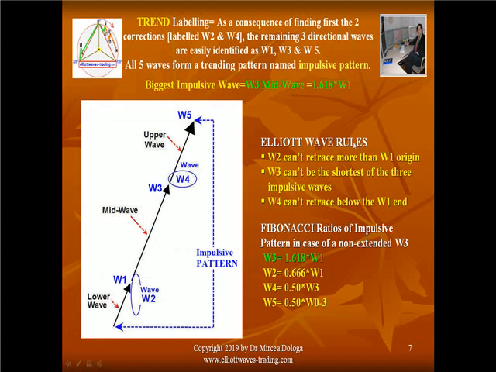The Elliott wave rules are: W2 cannot retrace more than the W1 origin. W3 cannot be the shortest of the 3 impulsive waves, and W4 can't retrace below the W1 termination. Fibonacci ratios of the impulsive pattern in case of a non-extended W3 are: W3 is equal to 1.618 W1, W2 is equal to 0.666 W1, W4 is equal to half of W3, and W5 is half of W3.